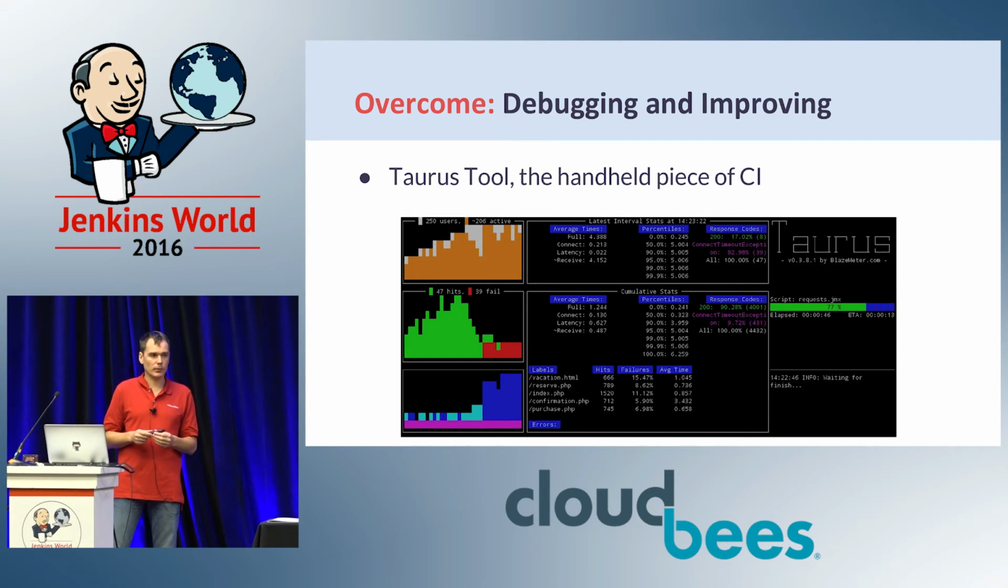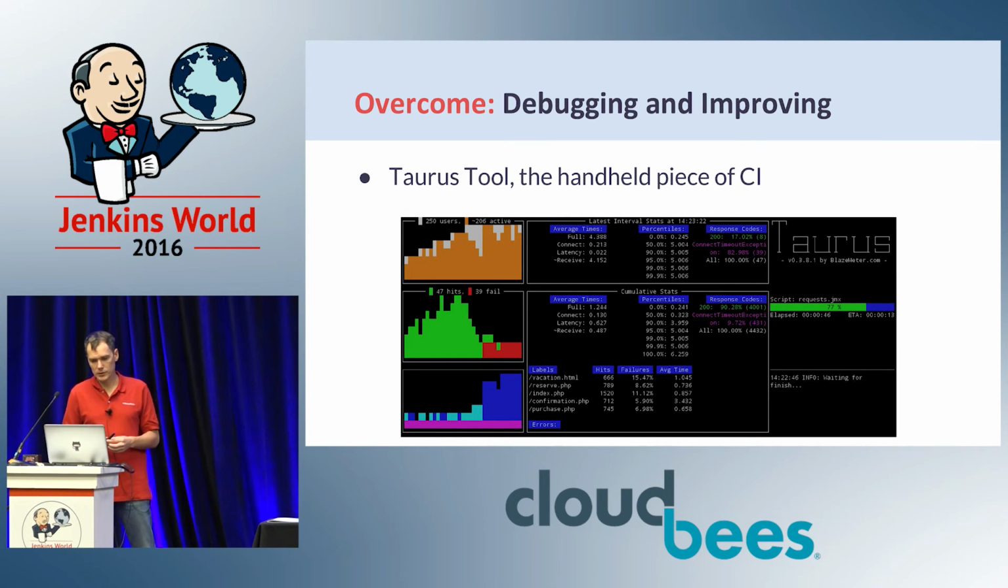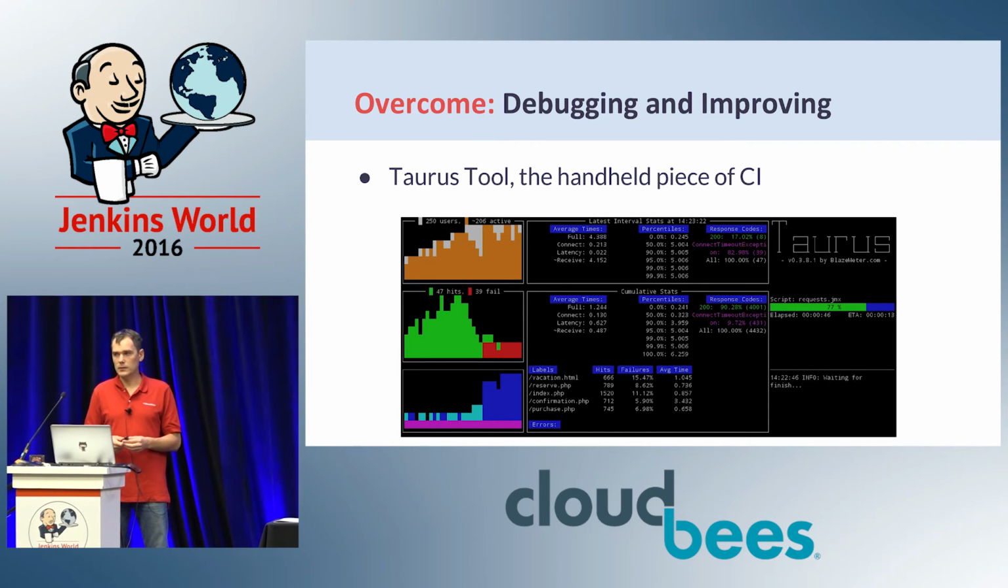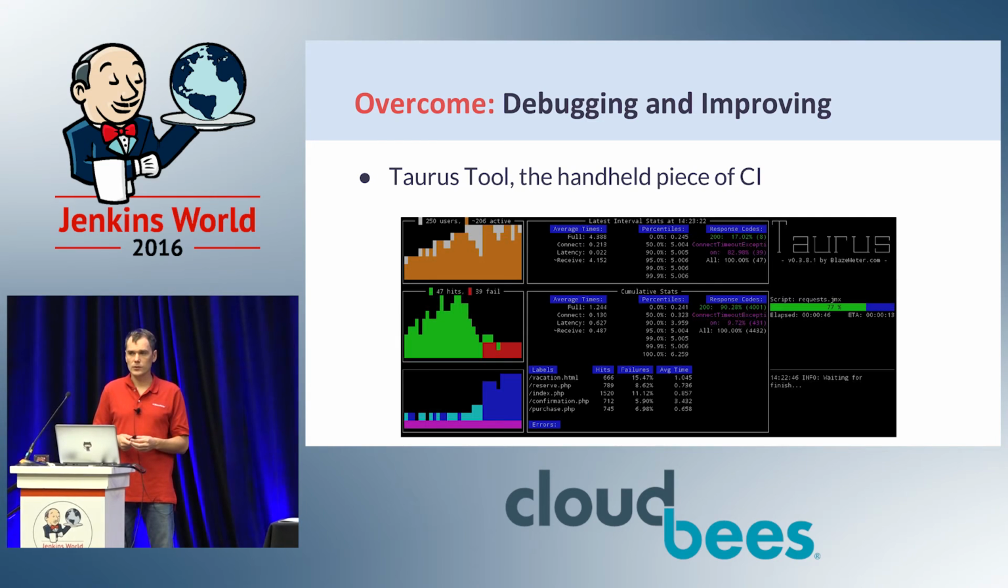How to overcome debugging in improving. You saw this picture maybe on the booth demos. This is the Taurus tool, and this is our vision on how to solve that problem of debugging inside continuous integration.